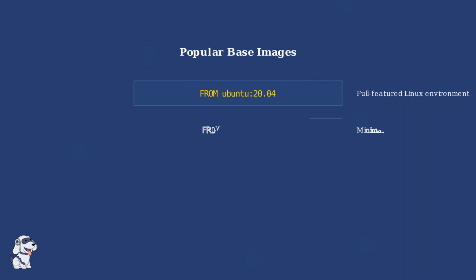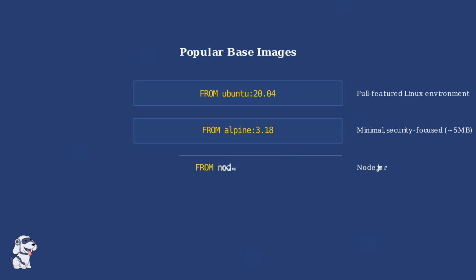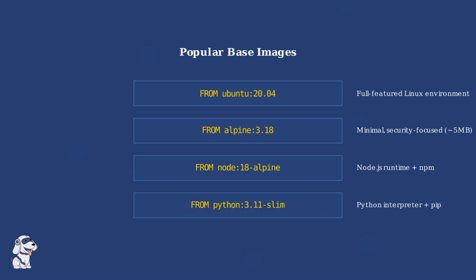There are many different base images you can choose from, each designed for specific purposes. Let me show you some popular options. Ubuntu is great for general-purpose applications and when you need a full Linux environment. Alpine Linux is much smaller and perfect for production deployments where size matters. For specific programming languages, you can use specialized base images. Node.js applications can start with the official Node image, while Python applications can use the Python base image.